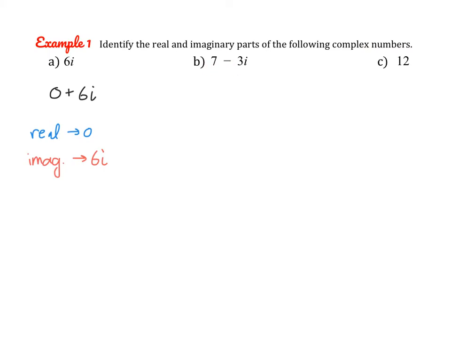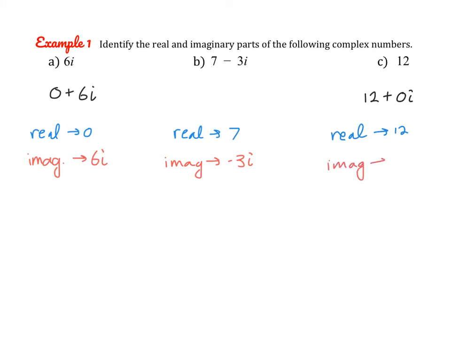Let's look at part B. For this one, you can see that the real part is 7, it's that a value, and then the imaginary part is that b value, or that bi, so it's negative 3i. So real and imaginary. And then last here we just have 12. Again, if it helps, think of it as 12 plus 0i. It is still considered a complex number, so the real part is 12, and the imaginary part is simply 0.